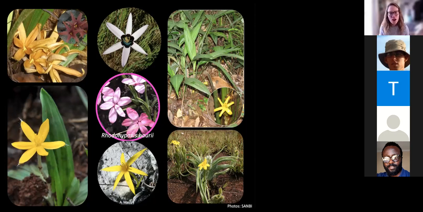For this talk, I'm going to start out with a big picture, family-level view of what we are thinking about flower color variability in the family, and then zoom in on Rhodohypoxis bowerii. My group focuses primarily on Rhodohypoxis and thinking about polyploidy, hybridization, and of course, flower color variability.